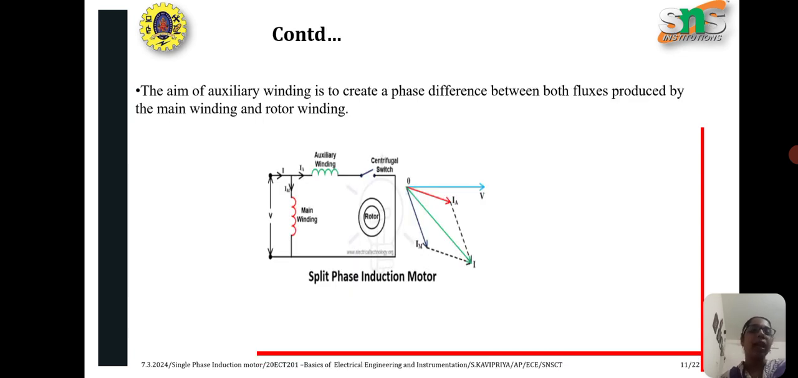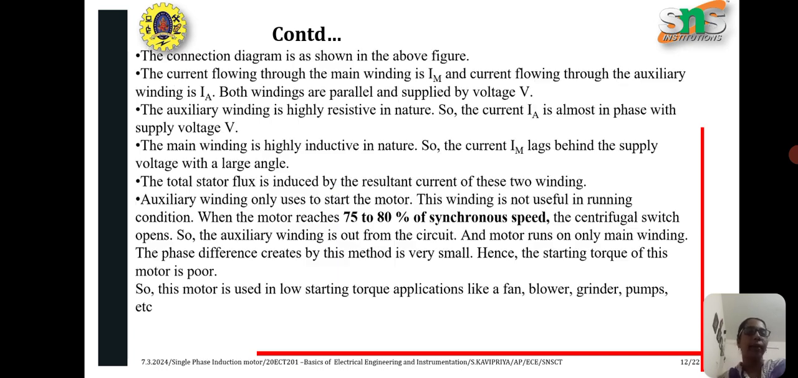The main aim of the auxiliary winding is to create a phase difference between the fluxes. Here we have two windings, auxiliary and main. The auxiliary winding will be in the circuit until the motor reaches 70 to 80% of its maximum speed. Once the maximum speed is reached, the switch will open and the auxiliary winding will be removed from the circuit, and after that the process is carried out only by the main winding. This is used in fans, blowers, grinders, pumps, etc.